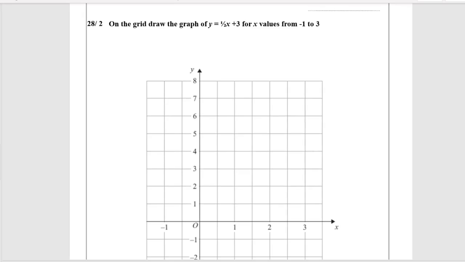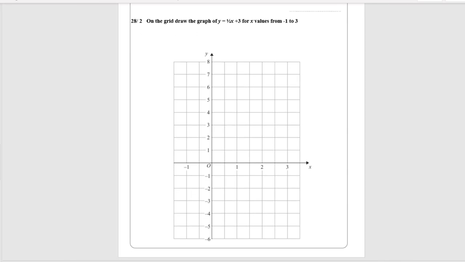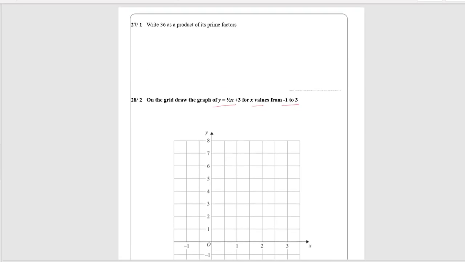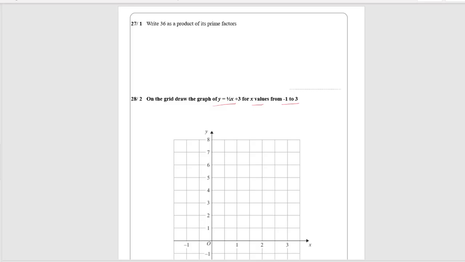Next we have a quadratic graph. Well, not a quadratic graph, a linear graph. On the grid, draw the graph y equals half x plus 3 for x values from -1 to 3. Now I'm going to skip this question because I have the same question in my calculator hacks video, including the quickest way to do it using a calculator. So please do check it out. The link will be in the description. So I'm not wasting time here, I'm going to go to the other ones now.